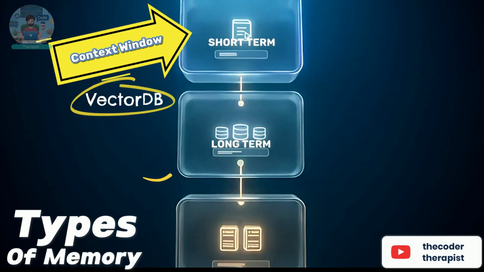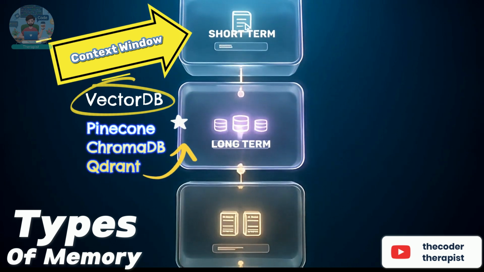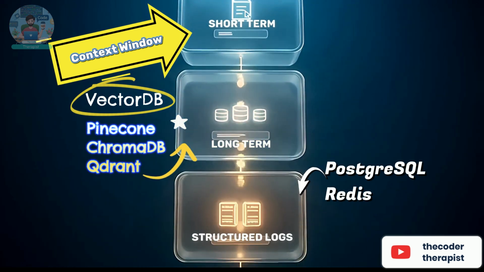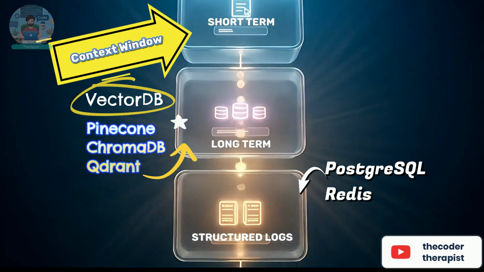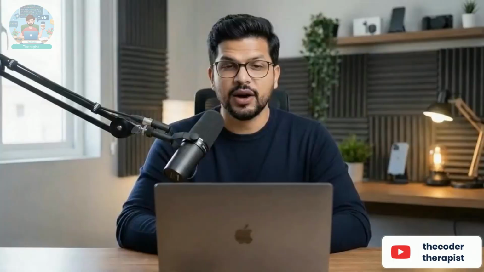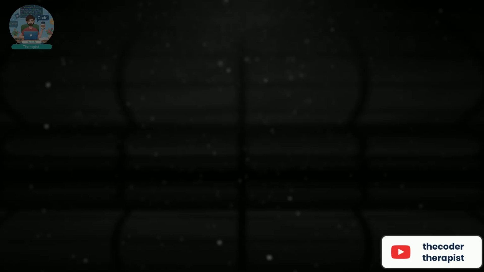Long-term is a vector database. And in vector databases, you can use Pinecone, ChromaDB, Qdrant. Episodic is structured logs in PostgreSQL or Redis. These 3 together, your agent actually learns from what it's done.